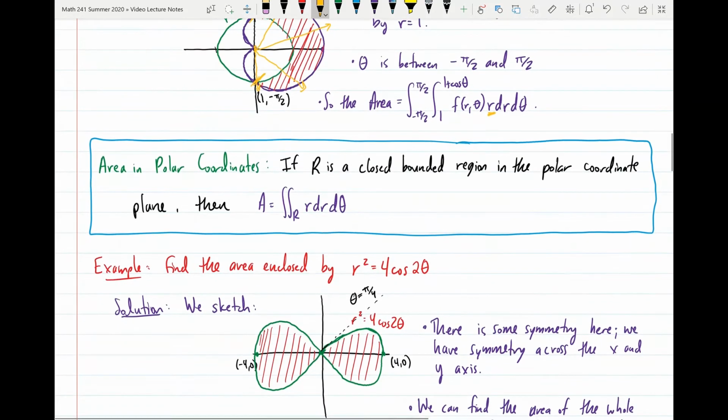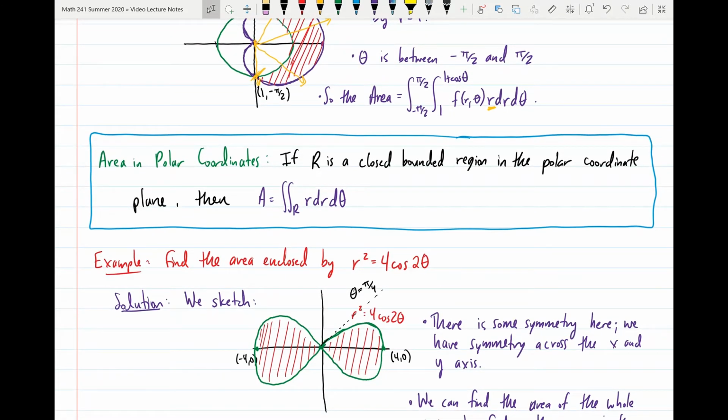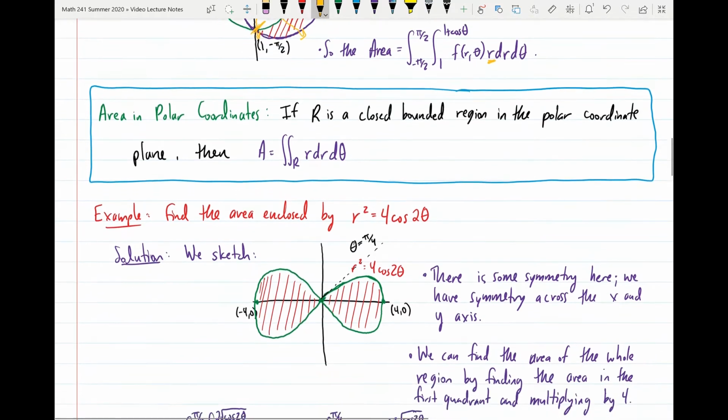Okay, and just like we went from the definition of the double integral on 15.2 for rectangular coordinates to talking about area using rectangular coordinates and double integrals, we now have an expression for area of functions given in polar coordinates. So if R is a closed bounded region in the polar coordinate plane, so the plane where we're talking about r and theta, then the area of that region, A, is equal to the double integral of r dr d theta over the region R. So again, the novelty here is that we have to remember to add that r in when we're taking integrals with respect to polar coordinates.